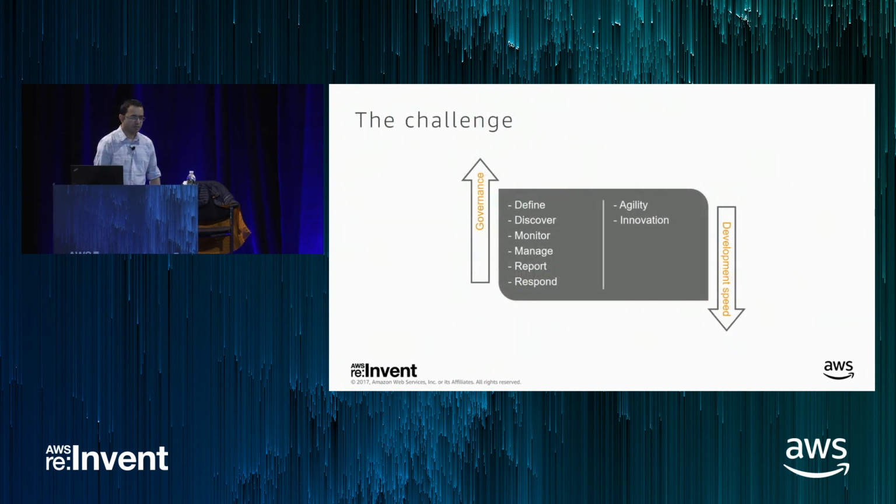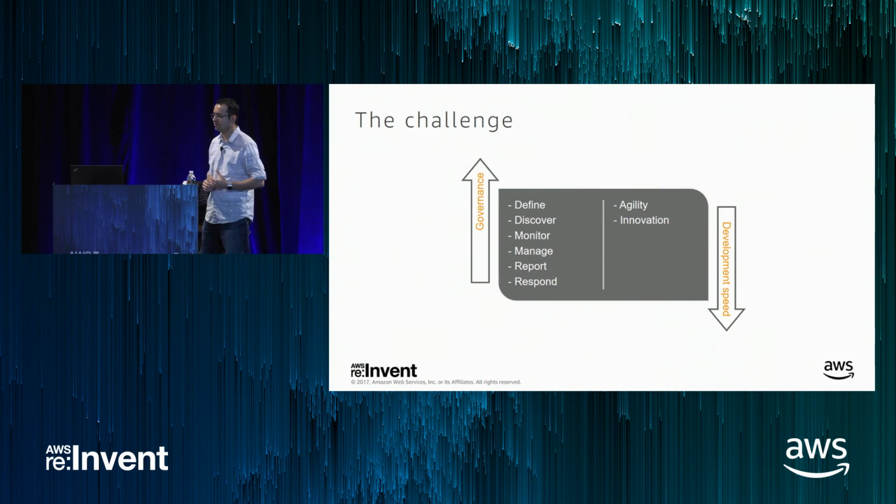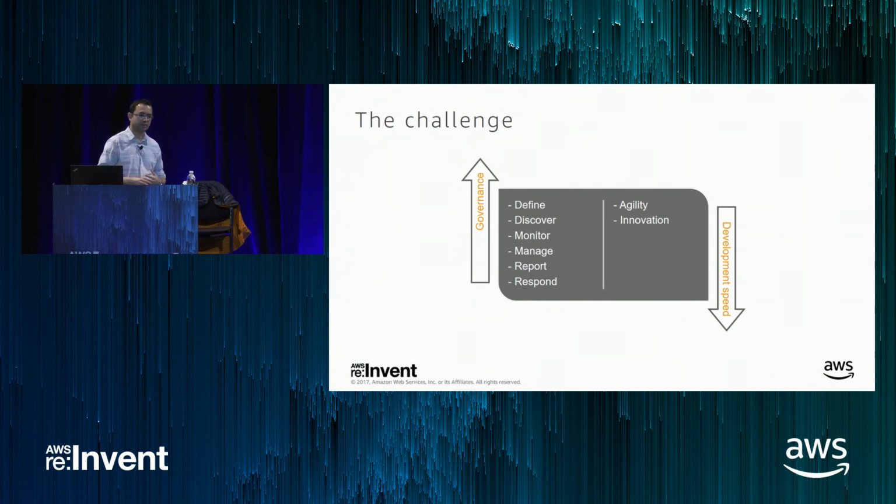But the key challenge that most IT enterprises face today is that governance is oftentimes perceived as a roadblock to innovation and agility. So your employees end up bypassing these controls and processes, resulting in what's commonly known as shadow IT.